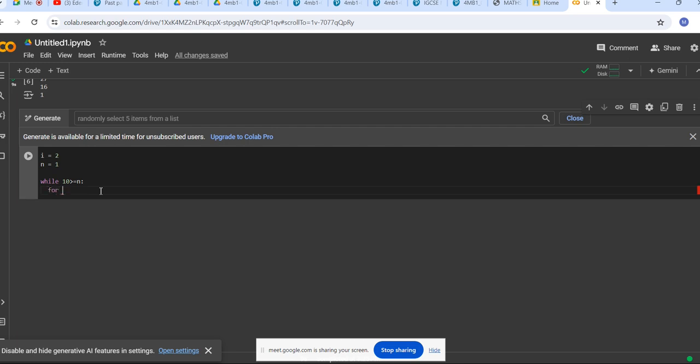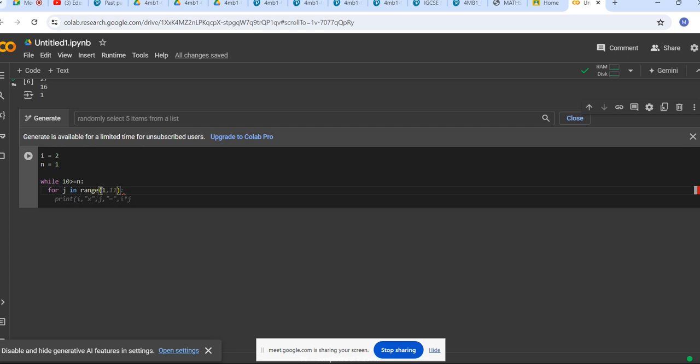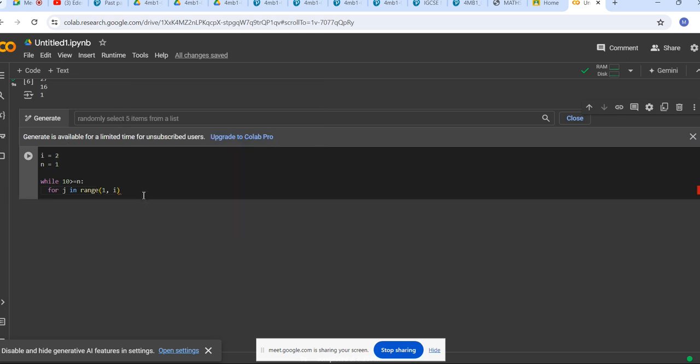Now for J in range. Over here on your exam, on your paper also we wrote range, right? Range was for 1 to 10. We want to find out the range for the first 10 numbers, right? 1, 2, 3, 4, 5, 6, 7, 8, 9, 10. So for that again, I have for J in range, our starting value was 1 and our ending value was, this time I'm going to write I because every point it gets added with 2, right?